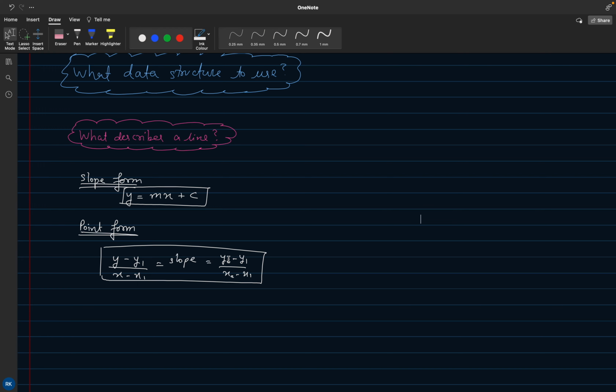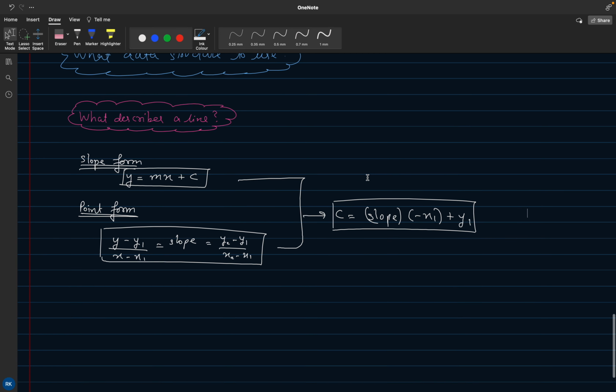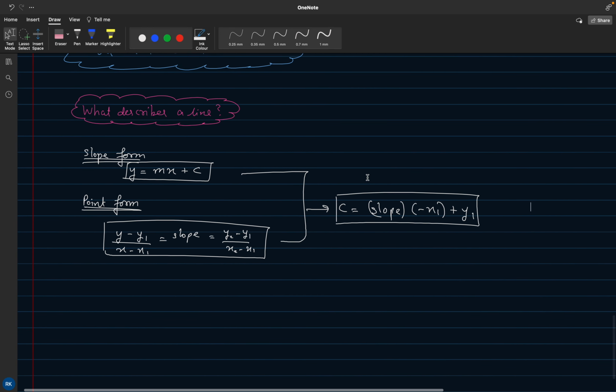So I will write that for you. So c is equal to slope into minus x1 plus y1, and in the hash map we can store pairs, like first we are going to have a pair of slope and c, slope and the intercept, which will map to a set of points, right? But here comes a problem. What if this slope is equal to infinity? What will be our intercept in that case?